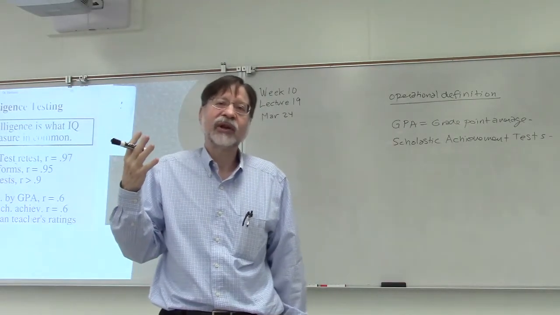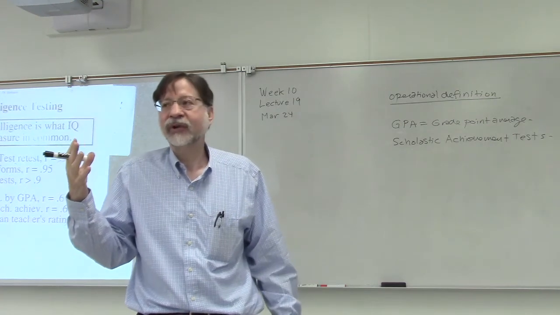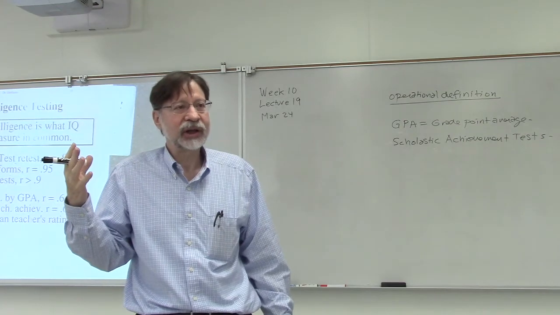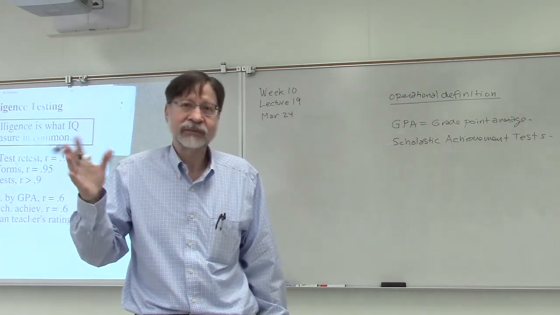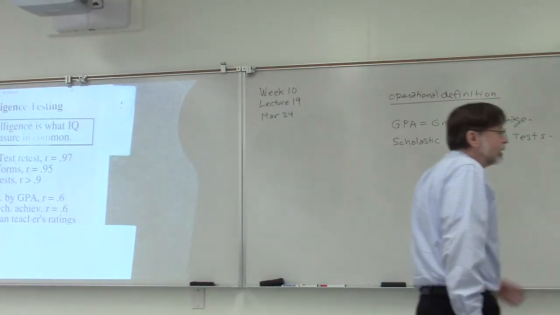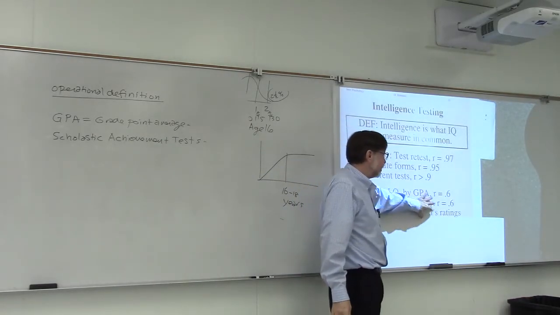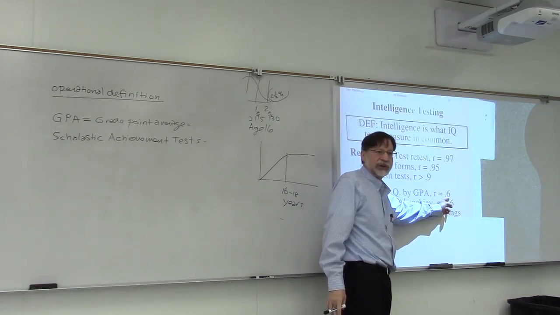0.6 means what percent of the variance? 36. 36% of the variance. Is that 100% of the variance? No, that leaves most of the variance still unaccounted for. Is it 0? No, so it's somewhere in between. So we have a device here, the IQ test, that's fairly reliable, that has some validity, and the validity can be characterized by this number of 0.6 that you need to understand some statistics to understand.